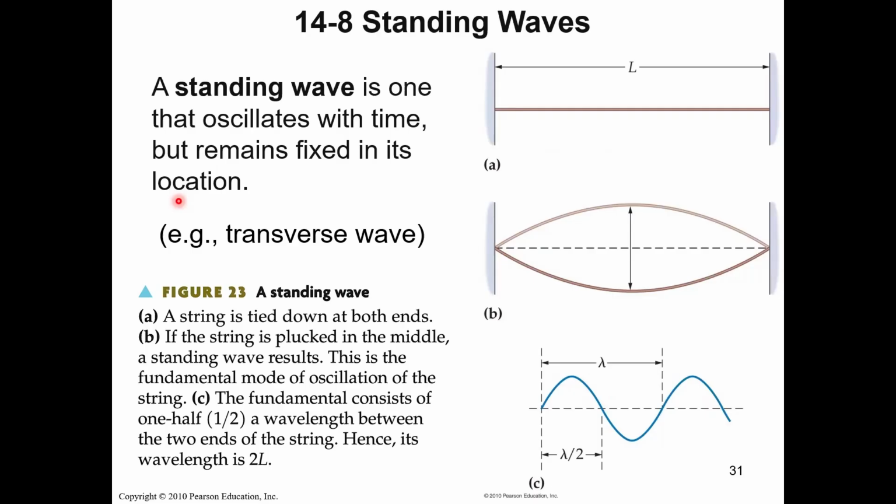A standing wave is a wave that oscillates with time, but remains fixed in its location. So it looks like the standing wave doesn't propagate in space. For example, you have a string tied at both ends, and you pluck the string in the middle. And actually you will see a standing wave.